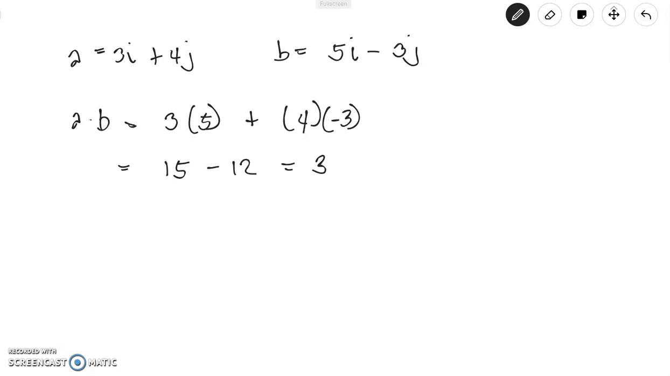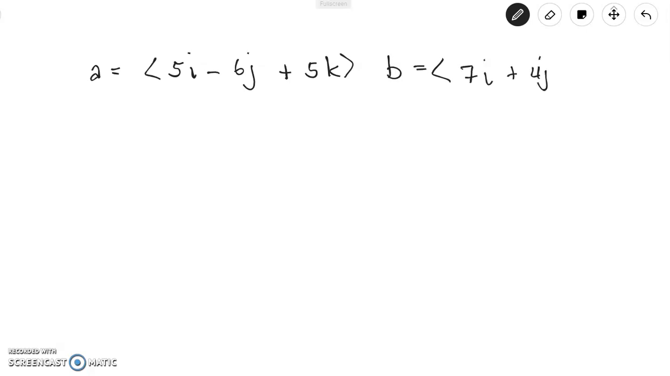Okay, next example. Given A equals 5i minus 6j plus 5k, and B equals 7i plus 4j minus 6k. This represents x, y, and z. So therefore we will have now A times B.